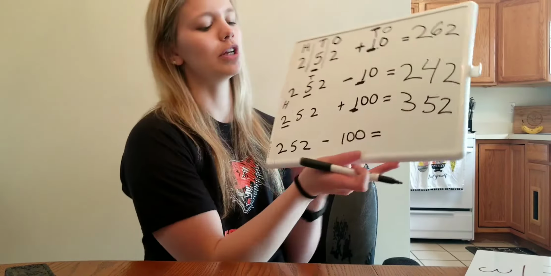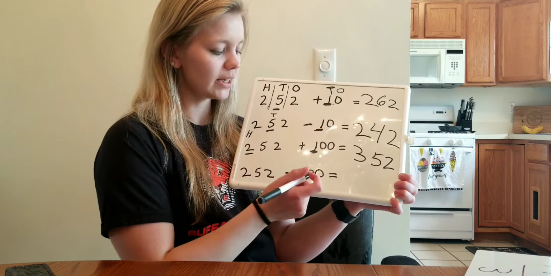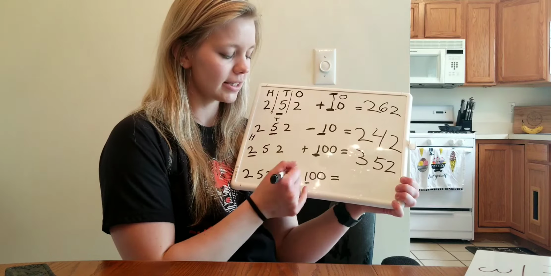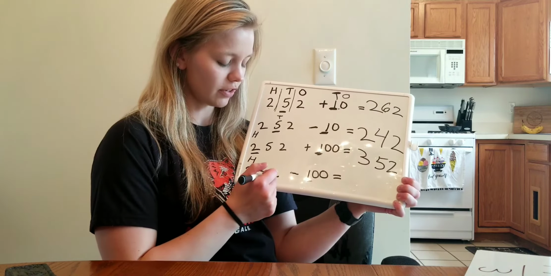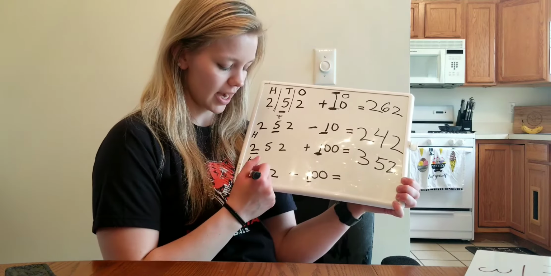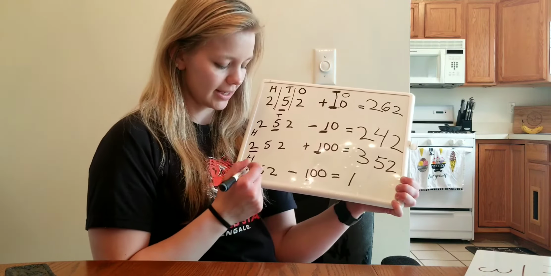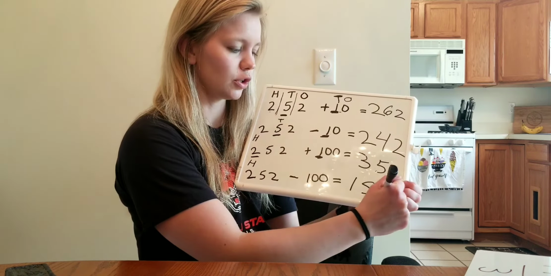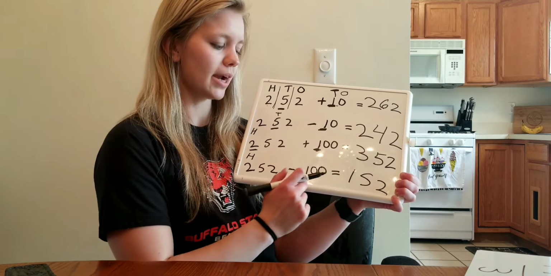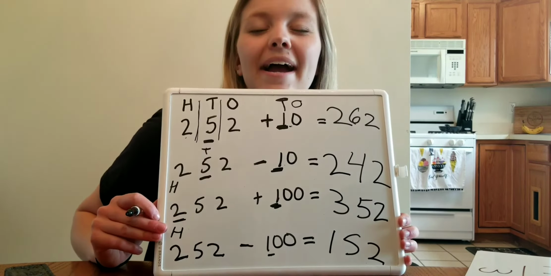So same thing if we do 252 minus 100, we're really saying we're going to minus 1 from the hundreds place. 252 minus 100, instead of 200, 2 take away 1 is 1. It's going to be 152. 252 minus 100 equals 152. Okay, I hope that makes sense.